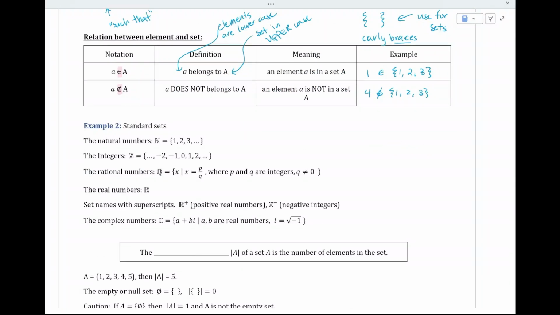So here we have example 2, where we're going to start talking about some standard sets. And these sets have an infinite number of elements in them. First up is the natural numbers, denoted with this N. And we're starting with the numbers 1, 2, 3, etc. Sometimes these are also called the counting numbers, because usually when you start counting, you start with 1.